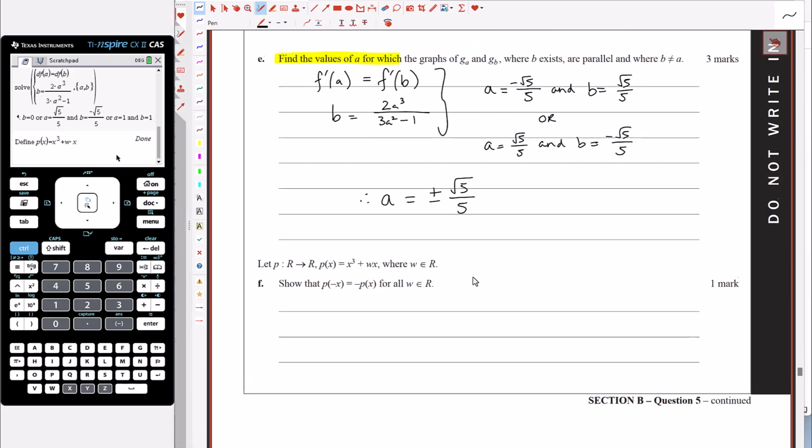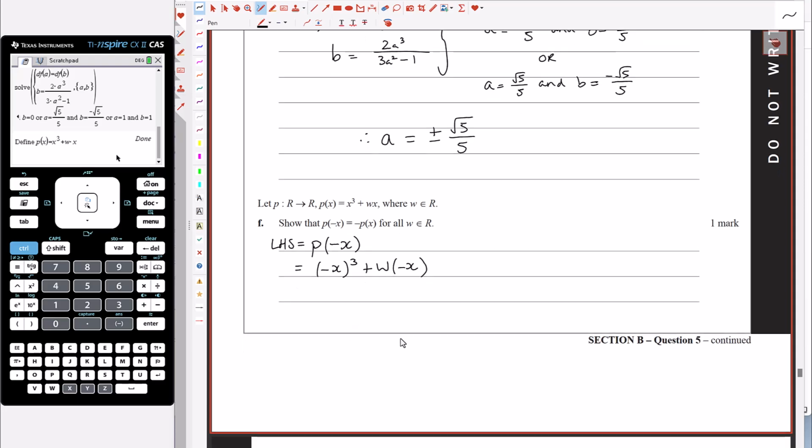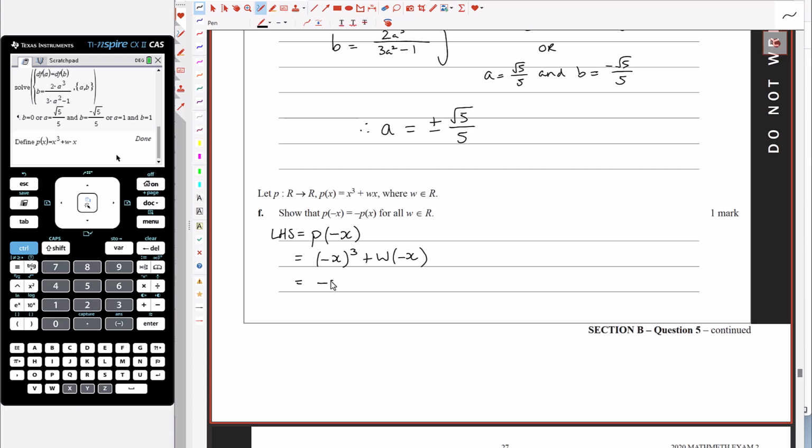Okay, so to show that, we just need to do the algebra here. We're being asked to essentially show that P is an odd function. This is the definition of an odd function. So we start with one side of the equation, so the left-hand side is P of negative X, which means negative X cubed plus W times negative X. Don't be stingy with the show that steps here, otherwise it's quite a trivial thing. So that is the same as negative X cubed, that is the same as minus WX. And then we can factor out the negative, so it's X cubed plus WX. And therefore what we have there is negative P of X, which is the right-hand side.